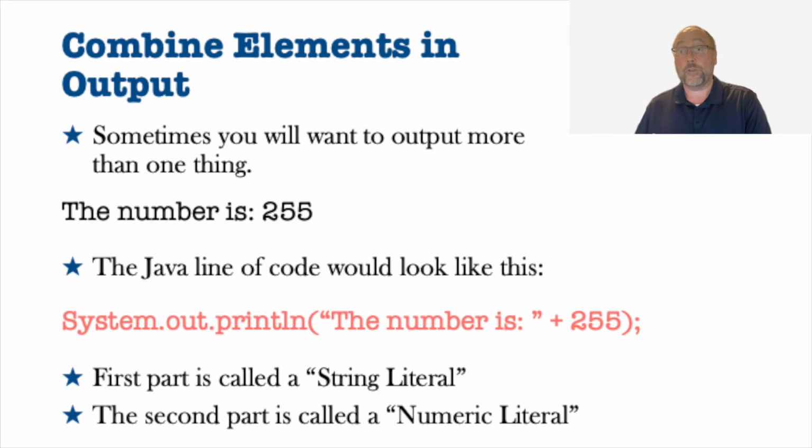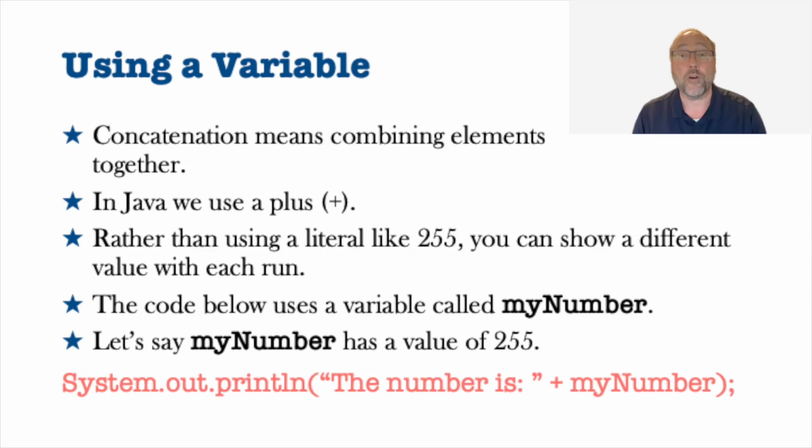So this is an actual number that's in our code, not something that's in double quotes. So what does that mean? Well, there's this term we call concatenation in programming, which just basically means combining some elements together. And in Java, we use a plus sign to do that. So that's what that line of code was basically doing.